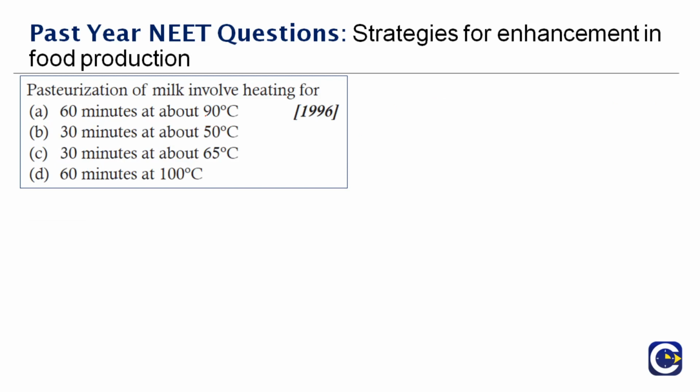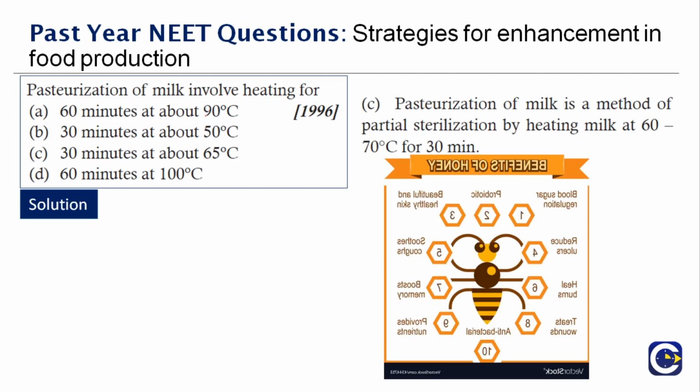Pasteurization of milk involves heating for dash. This is again an easy question, a direct question also. Usually the pasteurization happens for 30 minutes, but the temperature is what matters here. The temperature it undergoes is 65 degrees Celsius. So why do we pasteurize milk? Pasteurization of milk is a method of partial sterilization by heating milk at 65 to 70 degrees Celsius for 30 minutes. So it's a sterilization technique that they follow for milk. Raw milk is not supplied to you in packets. They come in the pasteurized form. Therefore, the right answer to this question is option C.